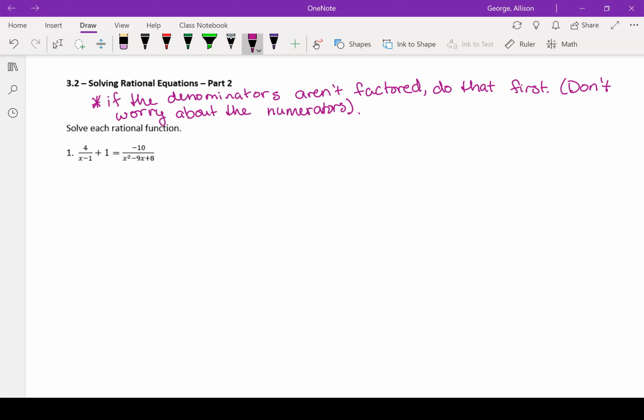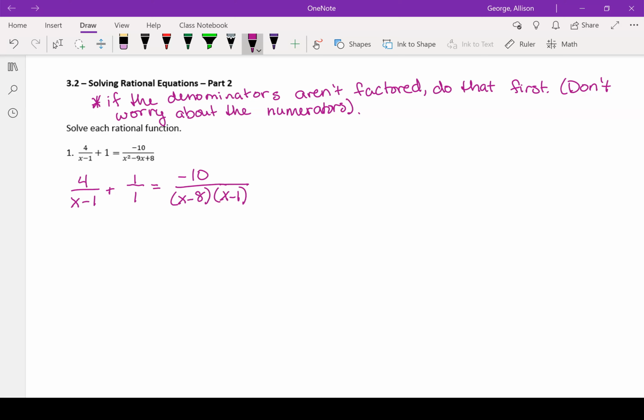Alright, so if I look at number 1, the first fraction is factored. The second one's just a whole number. And then the third fraction is not factored. So that one we need to factor. So bringing that down, I'm going to have 4 over x minus 1. I'm going to go ahead and turn that into a fraction, 1 over 1. And then when I factor the right-hand side, I'm going to end up with x minus 8 and x minus 1.